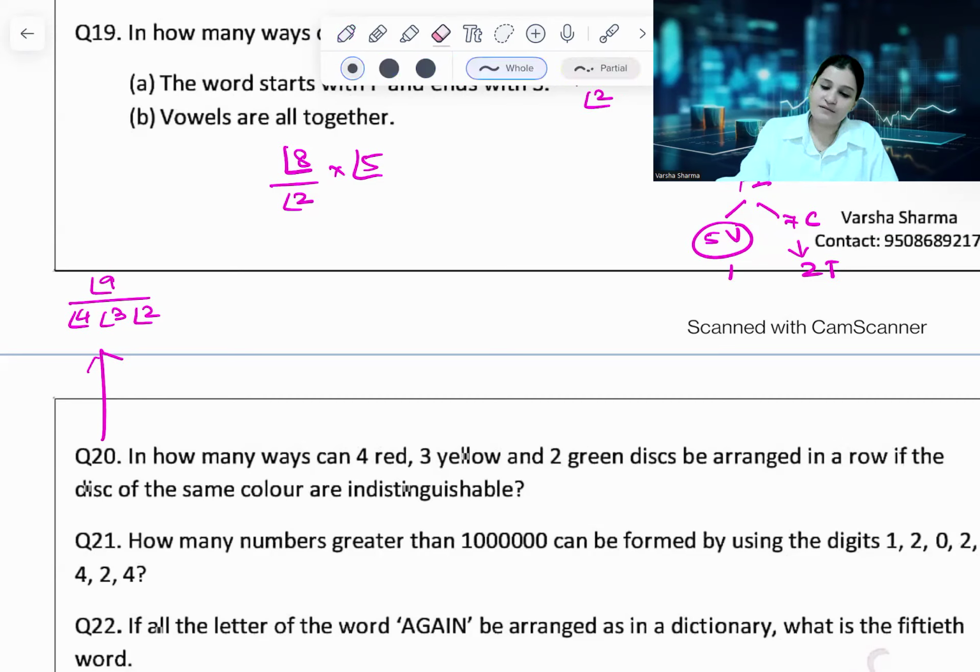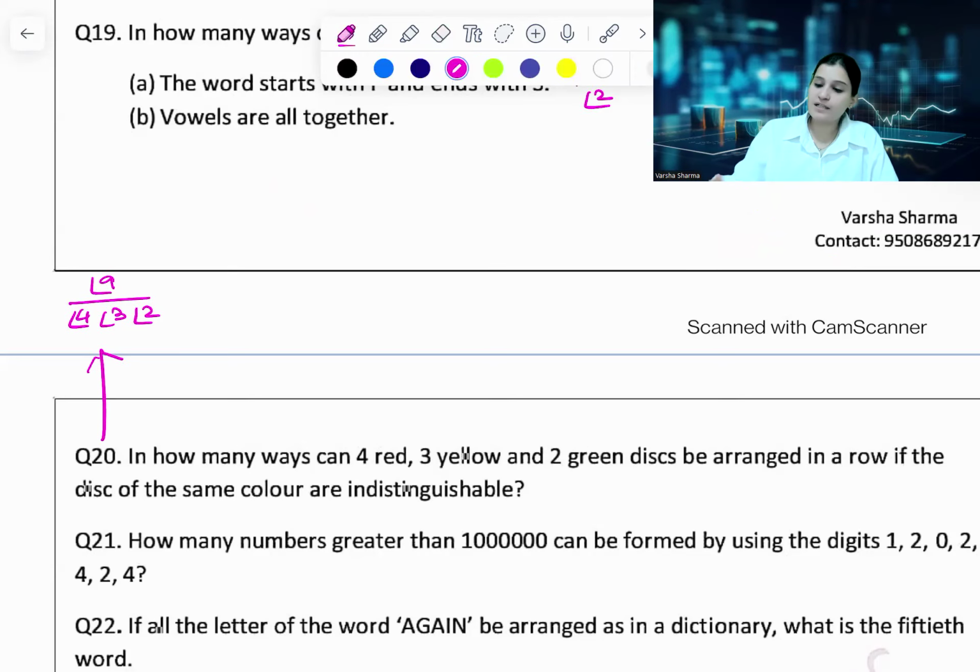Okay, 21. What will happen with 21? Can you all tell me? I want a 7-digit number that should be greater than 10 lakh. There are a total of 7 digits, so 6 zeros. So, can you tell me how to do 21, guys?